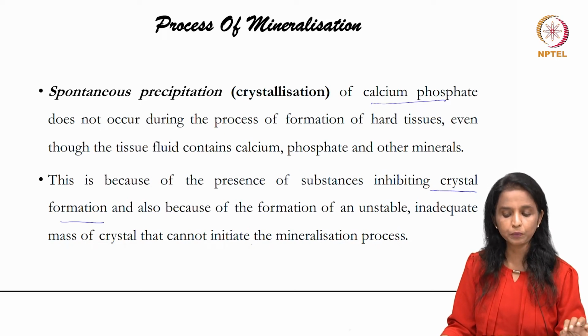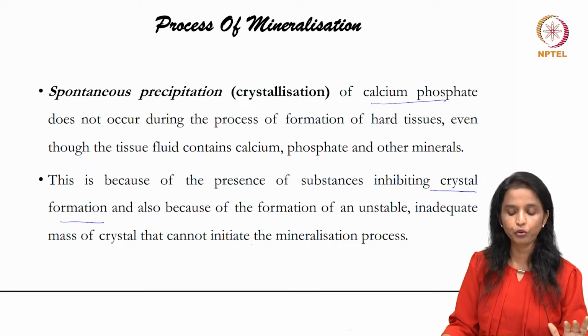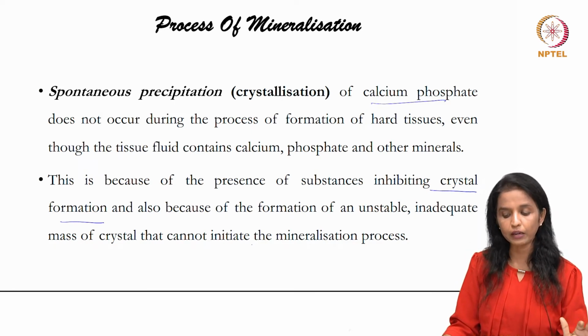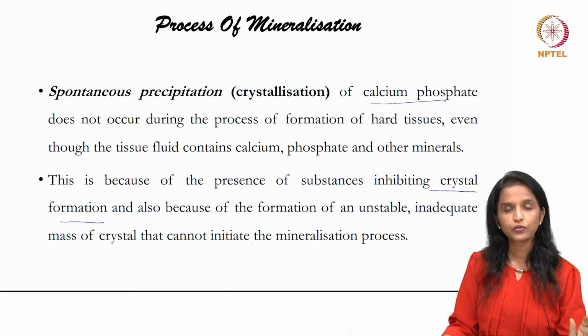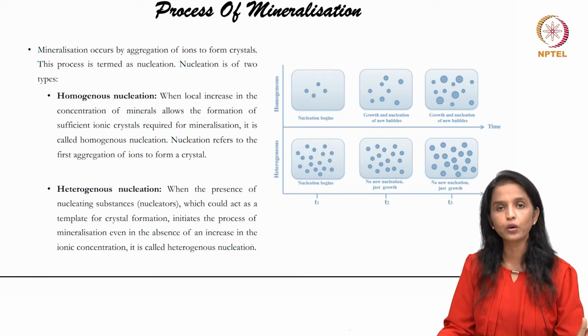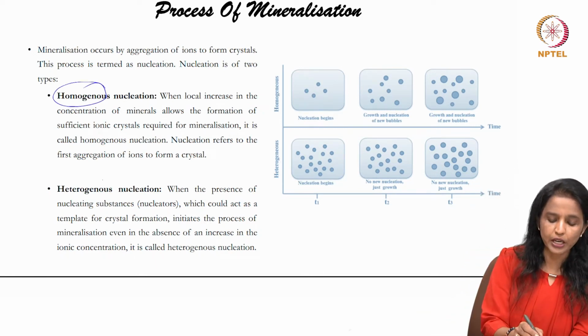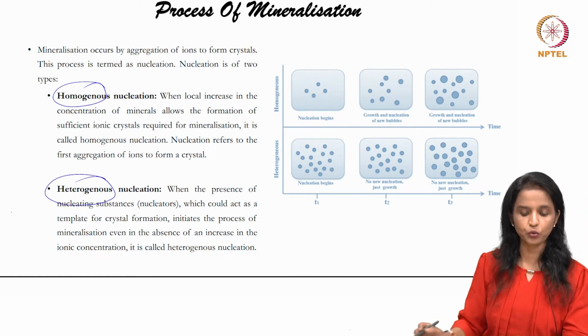So, spontaneous precipitation actually does not occur during the process of formation of hard tissues, even though the tissue fluids contain calcium and phosphate and other minerals. So, it is all tightly regulated. The process, in overview, is of 2 types, that is homogeneous nucleation and heterogeneous nucleation.